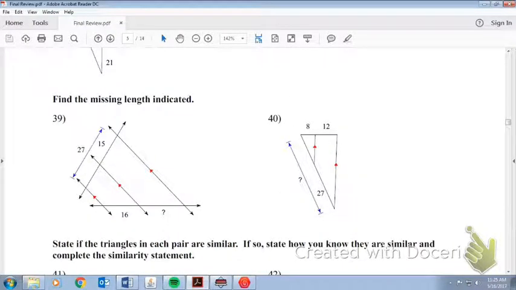Okay, moving on to number 39. So, number 39, we go. Now here, we've got to figure out that that little one right there is 12, because the entire length of those two segments is 27. We know that one of them is 15, the other one's 12. So we're looking for that mystery side, so we go 12 over 16 equals 15 over x.